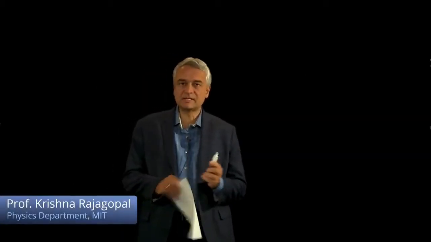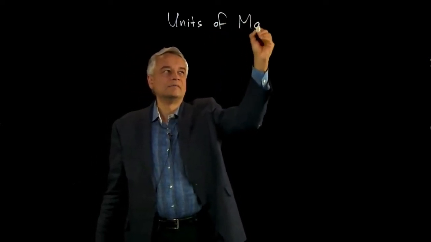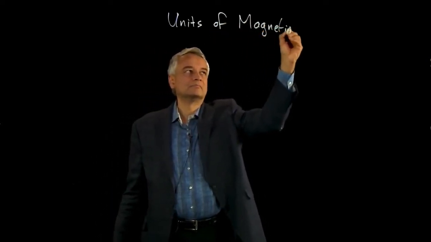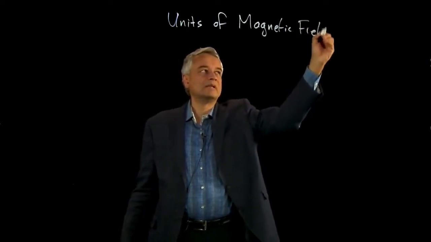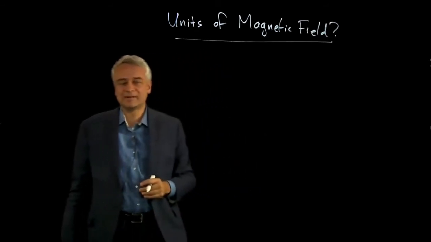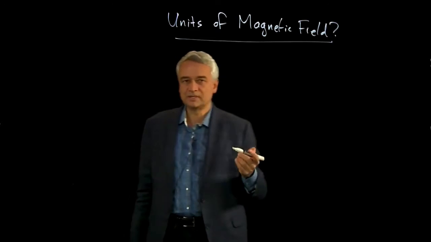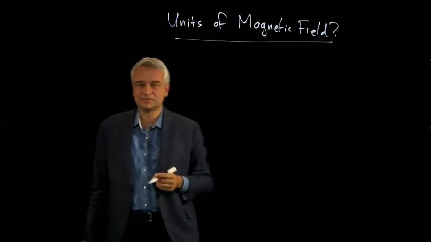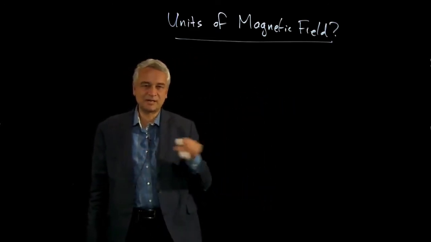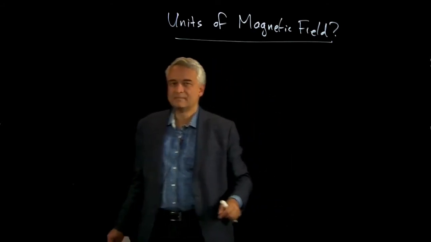OK, suppose somebody asks you, or you ask me, what are the units of magnetic field? How do I figure the answer out? Well, anytime anybody asks you what the units are of anything, the way that you figure the answer out is you ask yourself, can I think of an equation in which magnetic field occurs where everything else in the equation I already know what the units are? What's an equation with magnetic field in it?